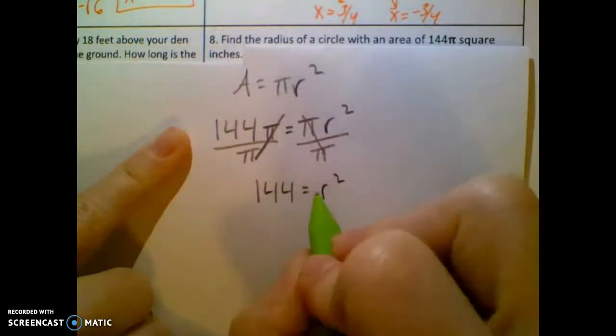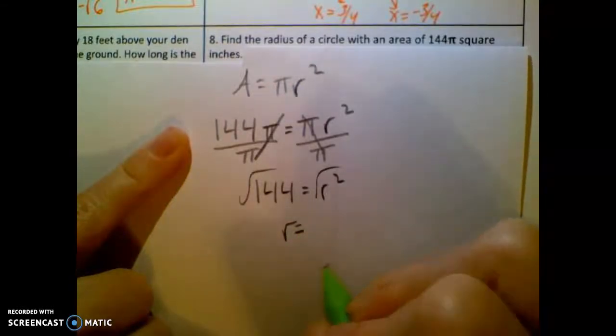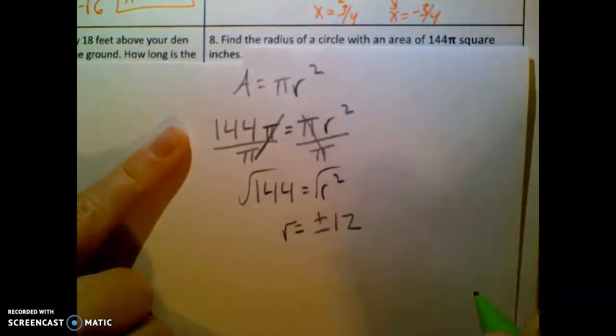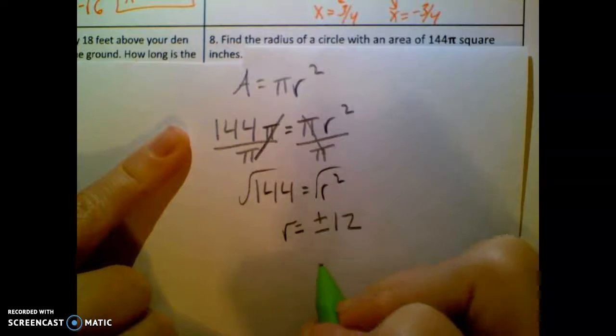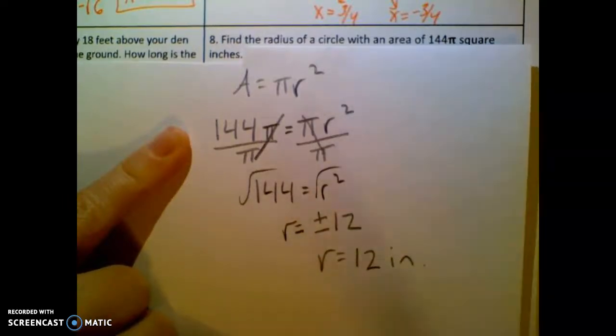I'm going to square root both sides, and I get r equals, again, I skipped the absolute value. I'm going to get positive negative 12, but you can't actually have a radius of negative 12, so the answer is 12 inches. Okay.